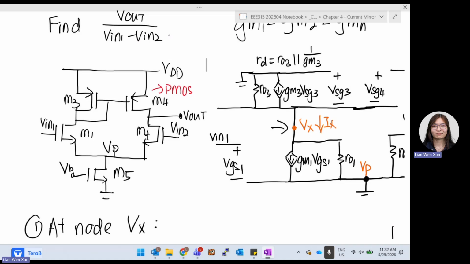So what happens at your drain? Drain is connected to V out. That's why I say this part we might want to swap. So this drain is V out, but it's okay. We just connect them here. So this is your full circuit model. Now you can try to derive V out over V in 1 minus V in 2. See what is the answer. Now you take your time to slowly derive.